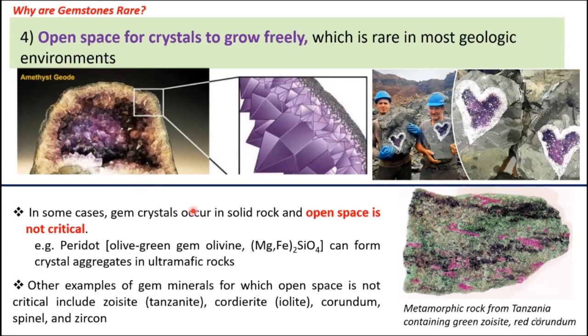But for some gems, it is not essential to have free space like this. Even in high-grade metamorphic rocks, which contain interlocking textures, you cannot identify free spaces among mineral grains, but gem-quality minerals can be produced. But some minerals, in the presence of free space, produce very nice crystals, euhedral crystals, like that. So these are not cut and polished ones. This is the natural shape.